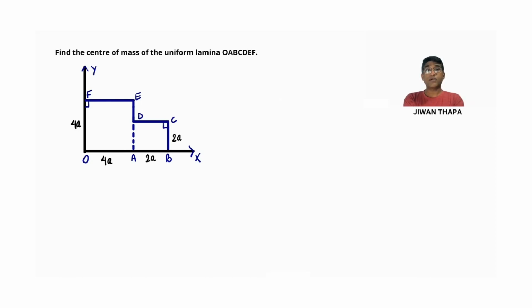Find the center of mass of the uniform lamina O, A, B, C, D, E, F. So we have uniform lamina O, A, B, C, D, E, F. And we can see from the figure that the given lamina O, A, B, C, D, E, F is a composite lamina.